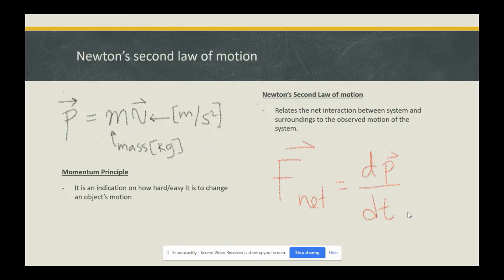Just to recap Newton's second law of motion, this law relates the net interaction between systems and surroundings to the observed motion of the system, and it yields the formula that the net force is equal to the change in momentum over the change in time. Momentum is just an indication of how hard or easy it is to change the motion of an object in movement.